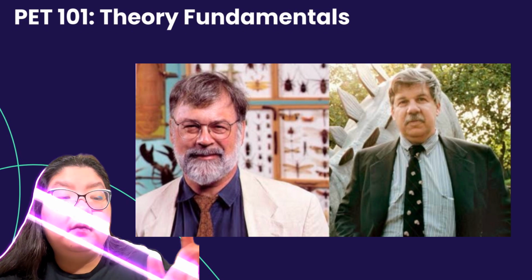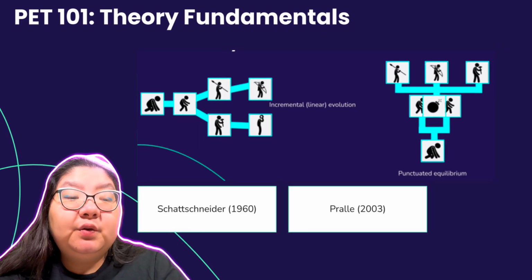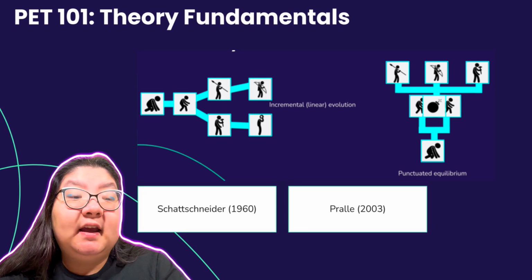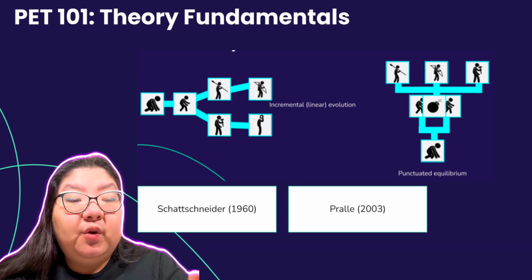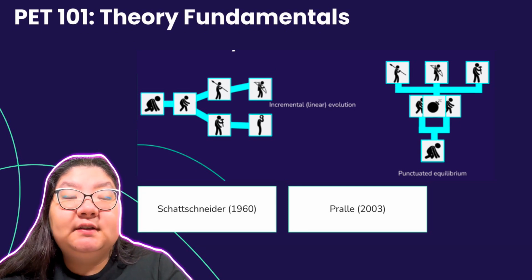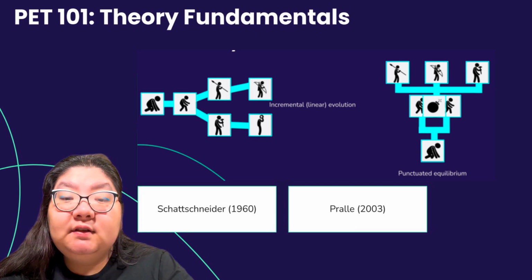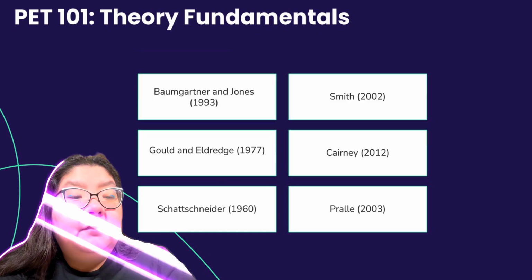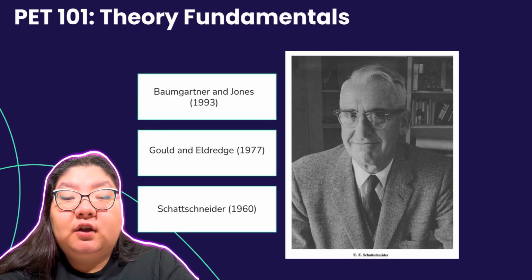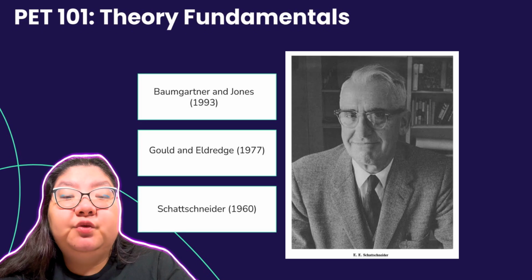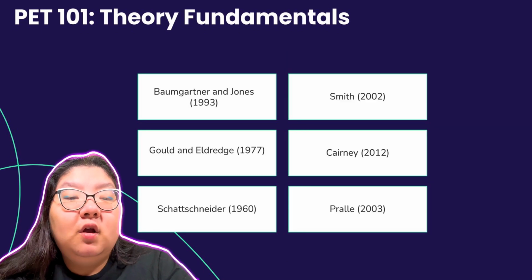So if you look on screen right now, incremental evolution is typically seen as a linear experience, whereas punctuated equilibrium posits that certain punctuations or events cause divergences in evolution. And from Schattschneider, we get the concept of conflict expansion, which is really one of the cornerstones of this model.